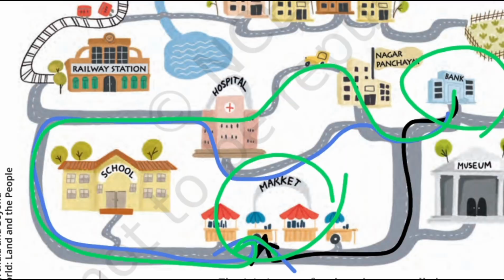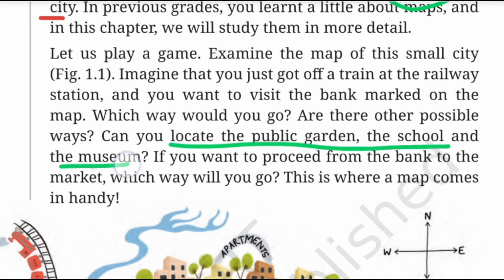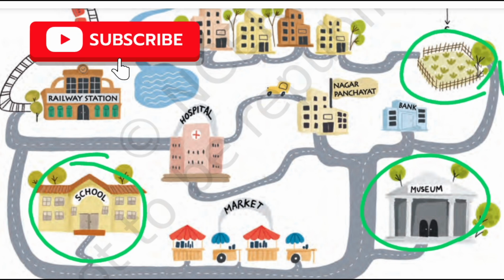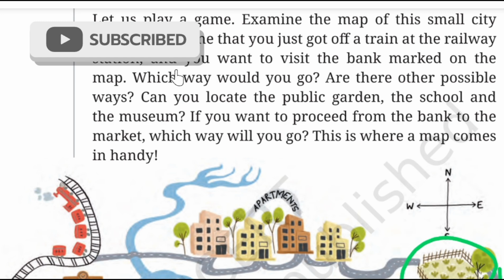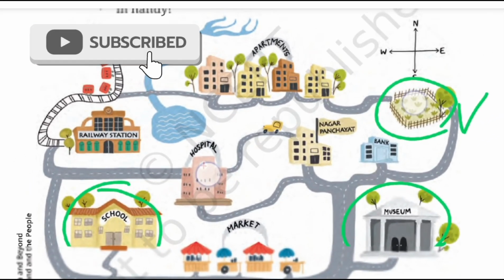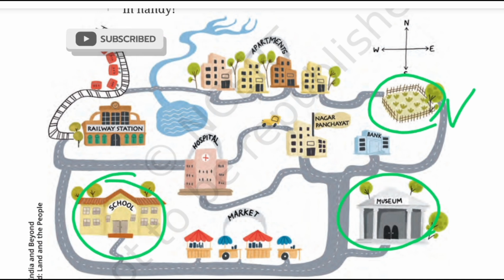Locate the public garden, school and the museum. As you can see, this is the museum. This is a school, and the public garden is not mentioned in the picture. Maybe this one. This may be the public garden. Now you understand the purpose of this particular map, isn't it? So if you want to go from one area to another, if you have the map, you can easily find out, isn't it?